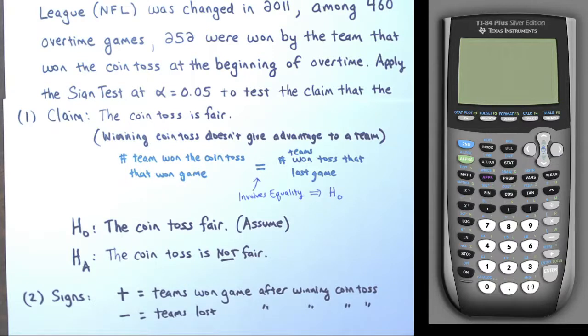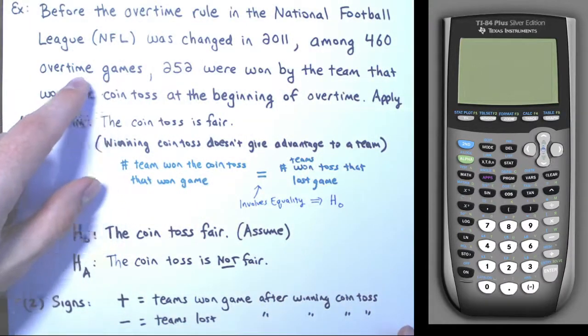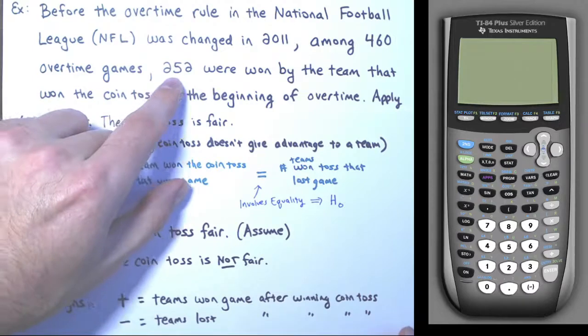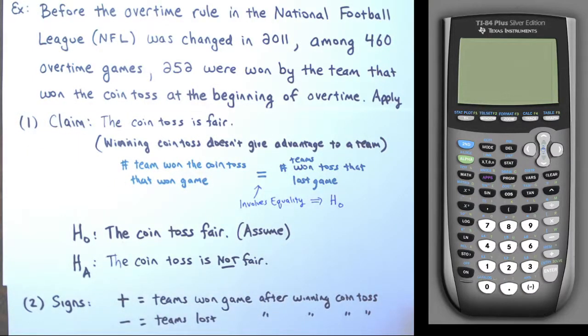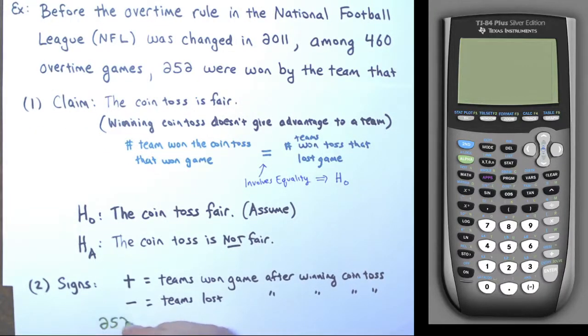And then I guess zeros would be for teams that tied, but they didn't mention any of that. All right, so I'm not going to put in zeros here. So what we're seeing from our problem, right? Again, there's no table or anything, but they said among these 460 team overtime games, 250 of those games were won by the team that won the coin toss. So I have 252 pluses, because there were 250 teams that won the game after winning the coin toss. And let's assume there's no ties here, right?